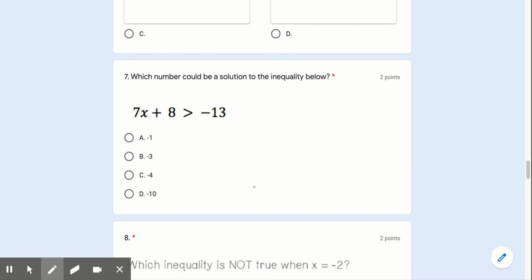Which number could be a solution to the inequality below? So remember, you're going to go ahead and solve that. And then remember, you have to look at the sign and say which number would fit into that. You're not going to find the exact answer. You have to find which one would fit into that. What could X be?